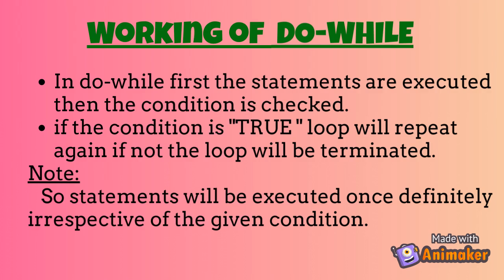As discussed, when the loop starts first, statements are executed and the condition is checked. If the condition is true, loop continues. If false, loop terminates. So from this, we can say that whatever the condition is, the statements in the do while loop get executed at least once. Here is the flowchart of do while loop which says how it works.